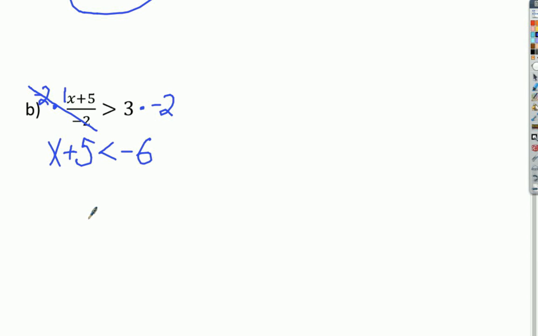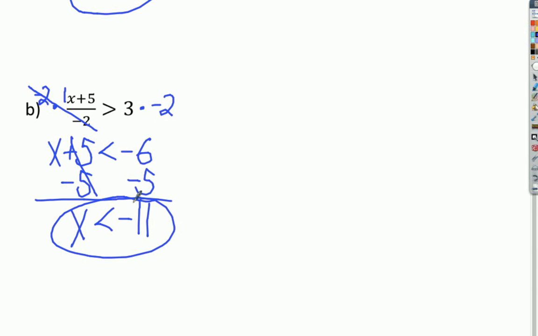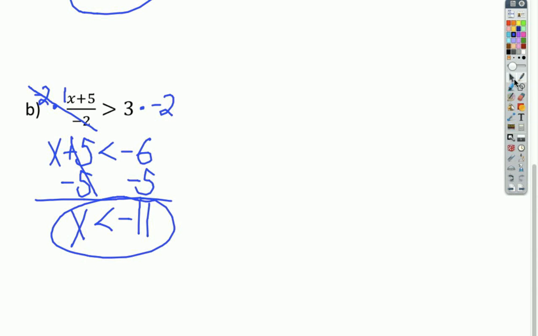What's next? Go ahead, Paige. Subtract 5 from both sides. Subtract 5 from both sides. That disappears. We're not multiplying and dividing by a negative, we're subtracting a number. So we're left with x is less than -11. And that is the algebraic representation of the solution. And then we need to graph.